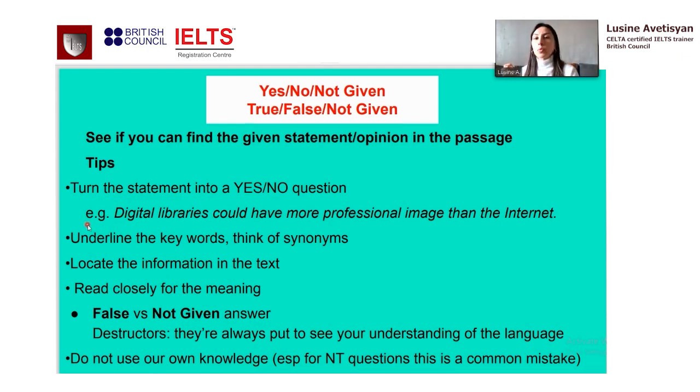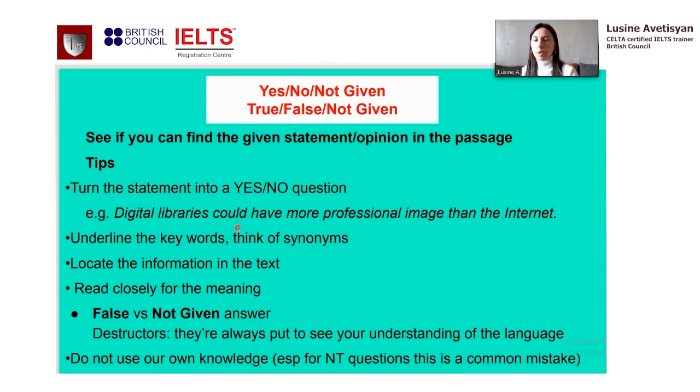Digital libraries could have more professional image than the internet. Yes, no, not given. True, false, not given. What if we make it a question? Could digital libraries have more professional image than the internet? Yes, they could. No, they couldn't.